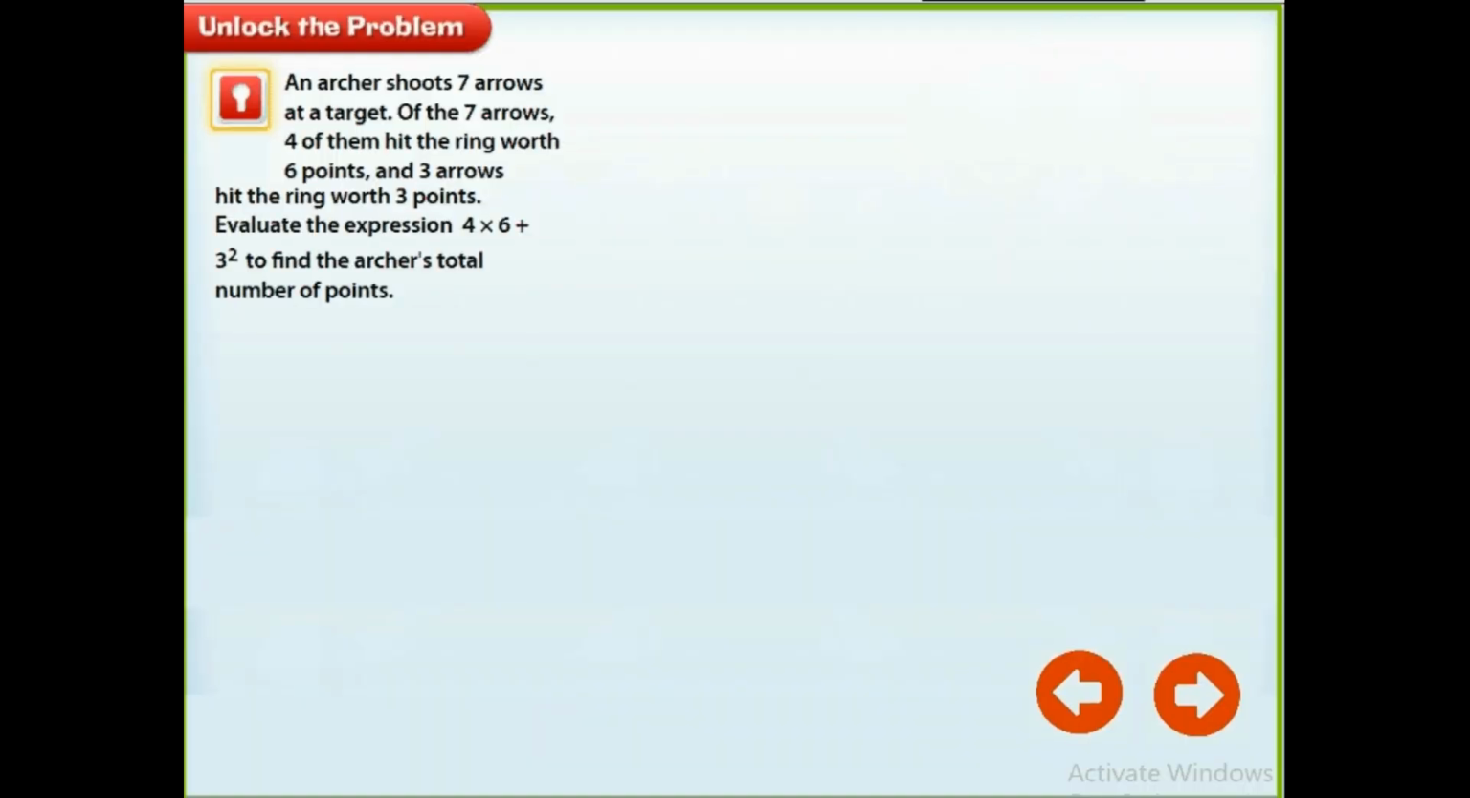An archer shoots 7 arrows at a target. Of the 7 arrows, 4 of them hit the ring worth 6 points, and 3 arrows hit the ring worth 3 points. Evaluate the expression 4 times 6 plus 3 to the power of 2 to find the archer's total number of points.